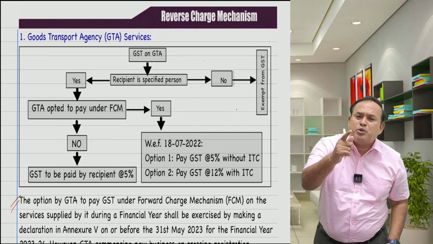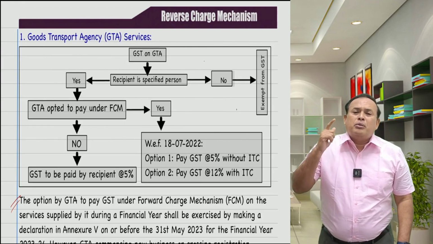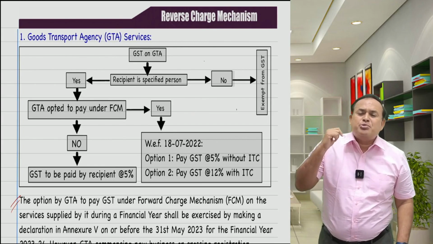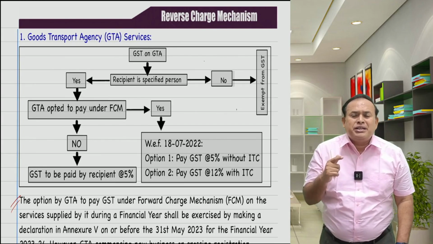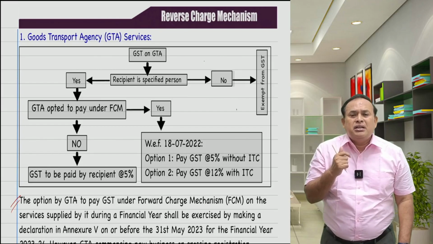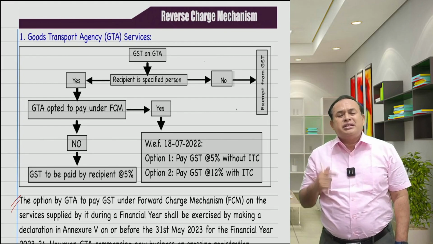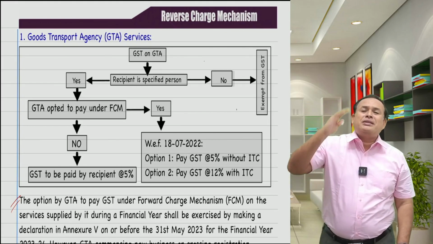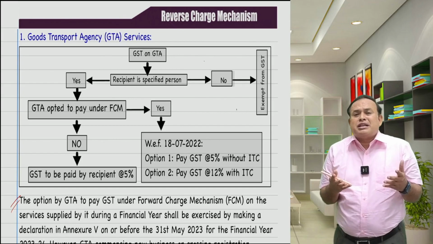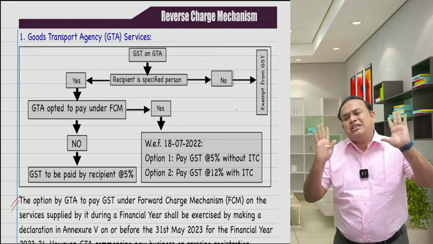Suppose you transport the goods, let us say laptops for HP company, in your truck, and you are a GTA. In that case, the GTA supplied services of transportation of laptops for HP Limited. Who is liable to pay GST? The recipient, HP Limited, pays the GST under RCM. Mr. Transporter, namely Mr. GTA, Goods Transport Agency, you relax from your side.